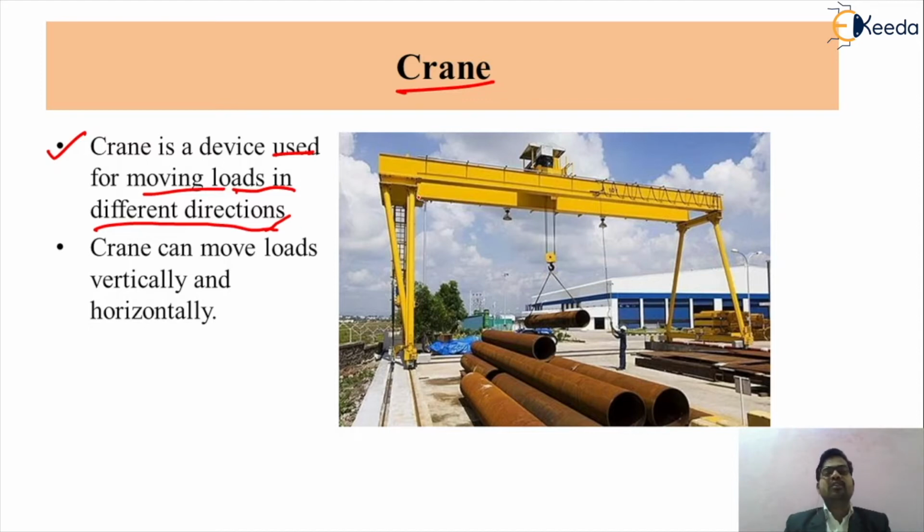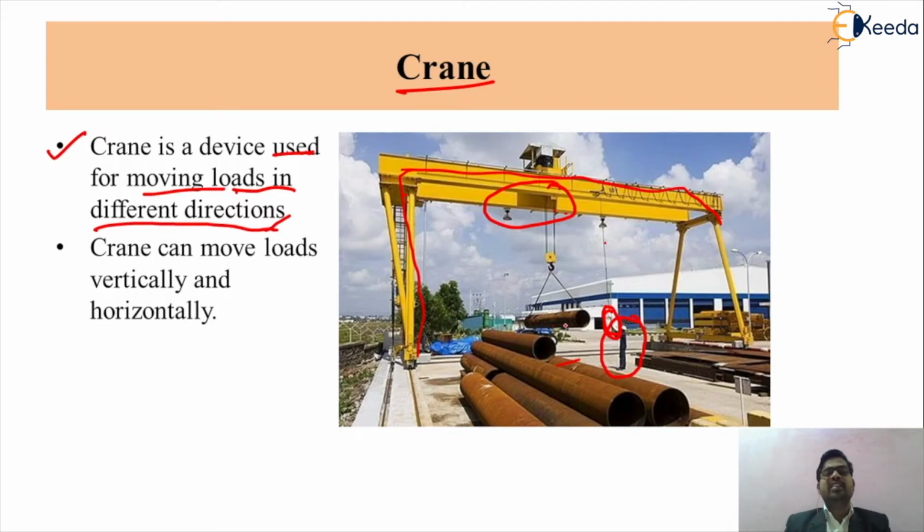As shown in the figure, this is one of the types of crane that we are using. This is the structure of the crane. As shown in the figure, there are different types of metal rolls, and this is the person who operates this type of crane. This is a remote from which the person changes the direction of this particular crane. So friends, this crane is used for moving loads in different directions.